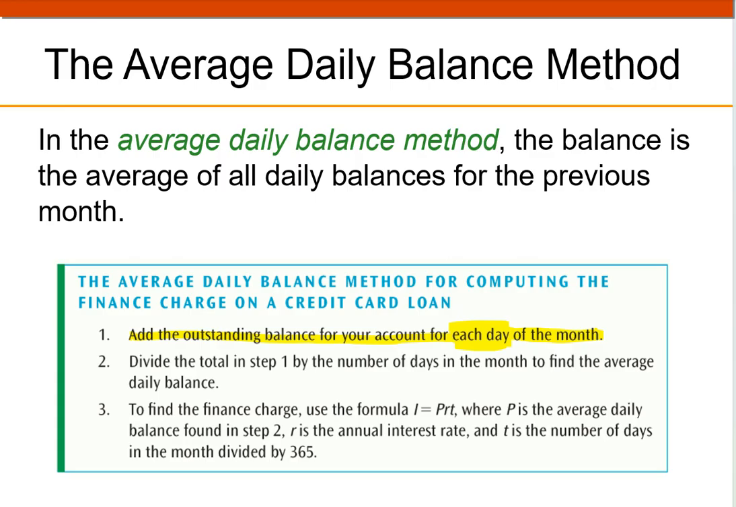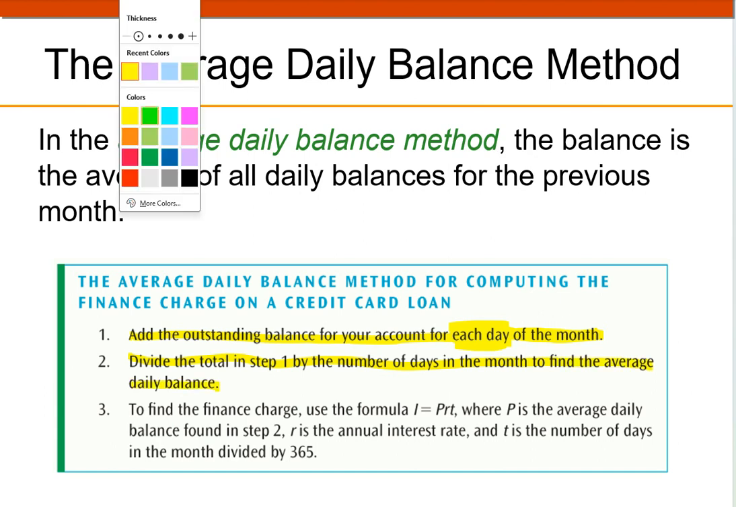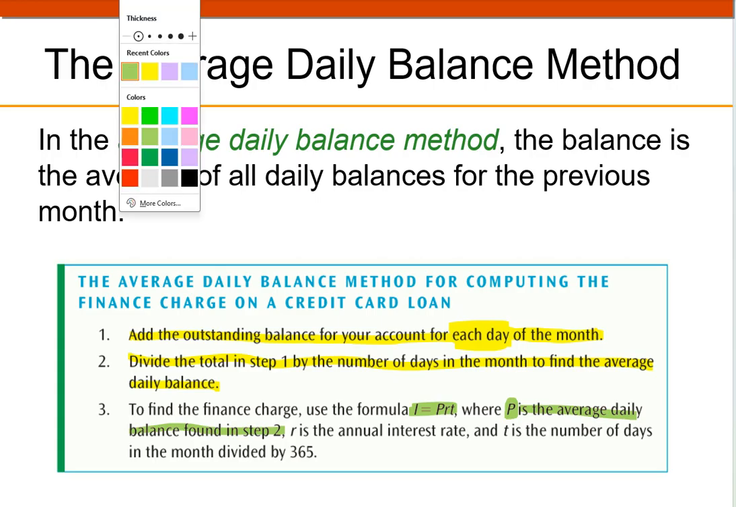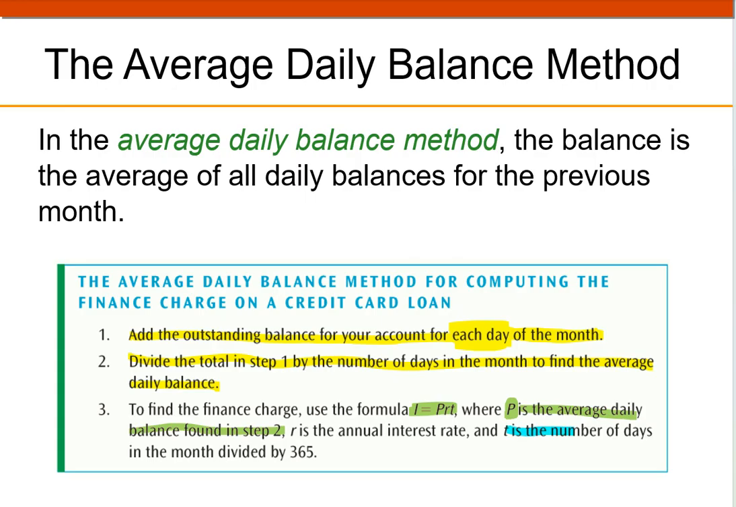So you add them up, then you divide the total in step 1 by the number of days in the month to find the average daily balance, and then you will use the simple interest formula of I equals PRT, where P is the average daily balance that you found in step 2. R is still the interest rate. T, now this is where it's also different. T is the number of days in the month divided by 365.